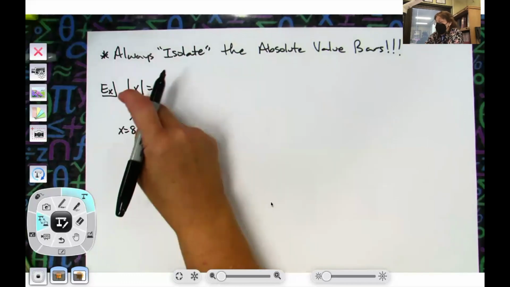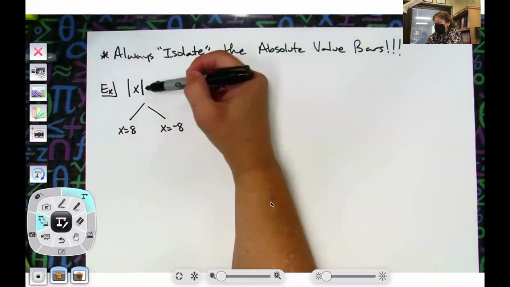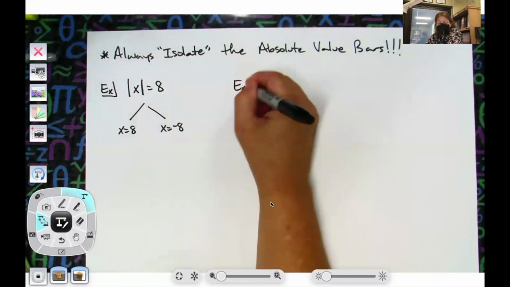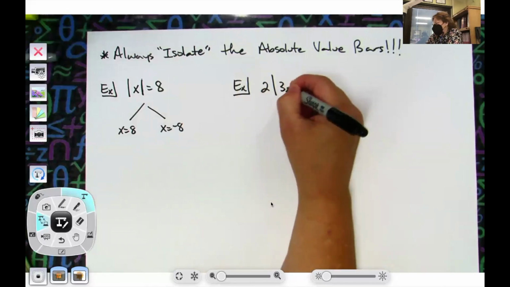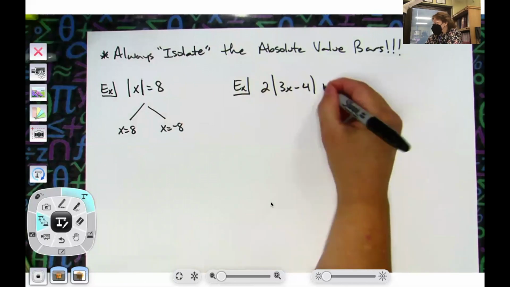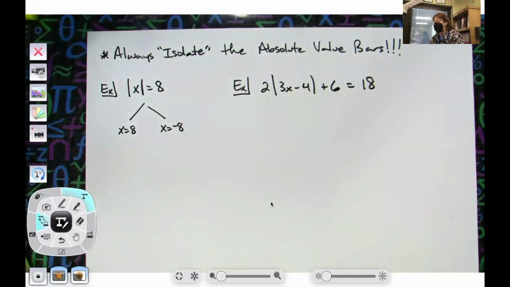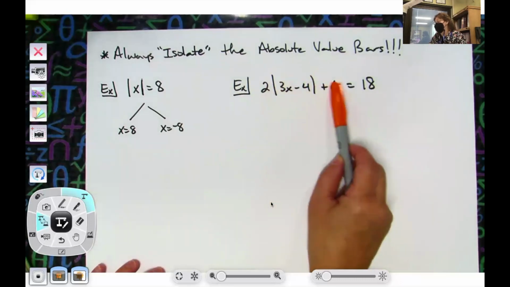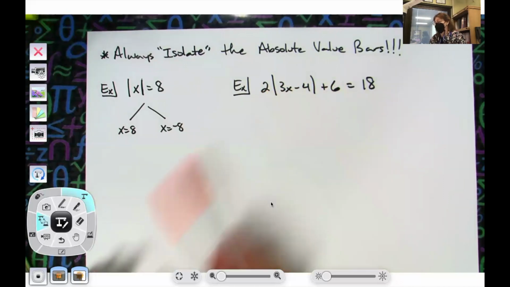All right, but notice there is nothing being multiplied by the absolute value bars, and there's nothing being added or subtracted out here. It is isolated. It's by itself. Now what you're going to see is maybe something like 2|3x - 4| + 6 = 18. When I use the word isolate, the absolute value bars are not isolated here because there's a +6 and there's a 2 multiplying. So you've got to get rid of all that stuff first.